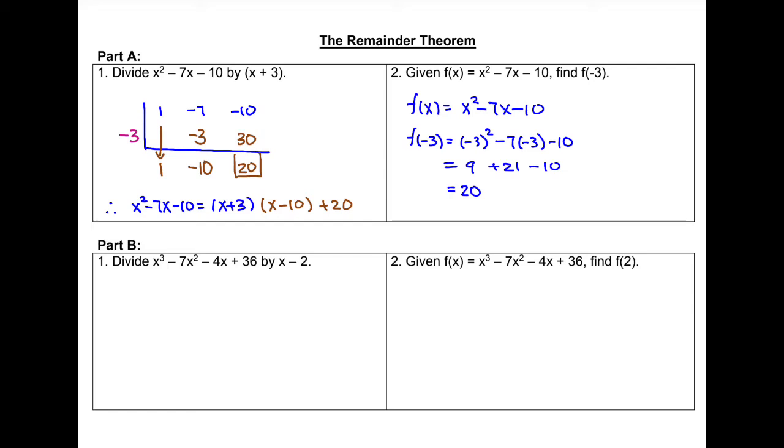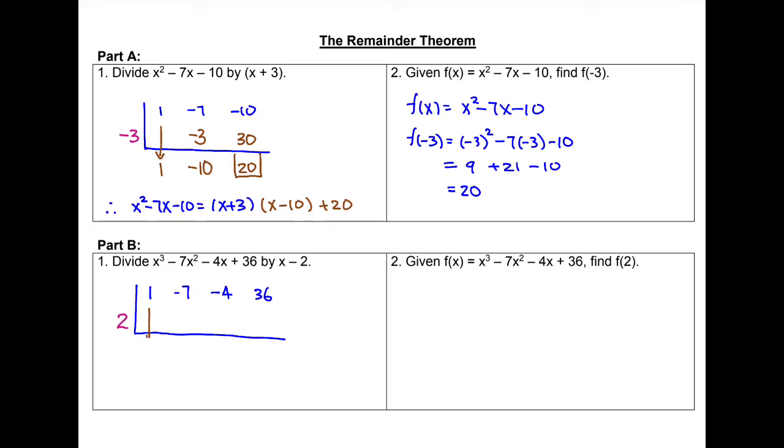Let's do part B. First, do a division symbol. Next, write the coefficients of the dividend, 1x cubed, negative 7x squared, negative 4x, positive 36. And x minus 2 means we're going to put 2 on the left-hand side of the division symbol. Now we are ready to do synthetic division.